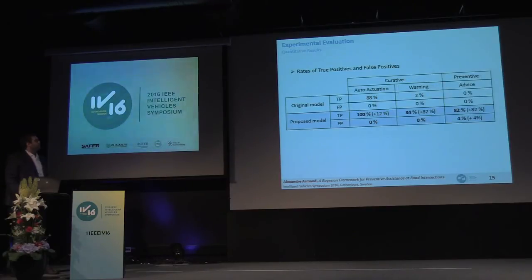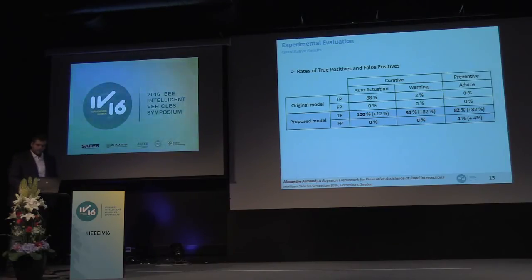Okay, so I come now to the quantitative results. So we have the rates of true positive and false positive. We made it for either curative and preventive assistance: automatic actuation, warning, advice. And I want here to show the differences that we can have between the model that we propose, and the original one that does not consider differences between drivers and that does not observe the actuation of the driver.